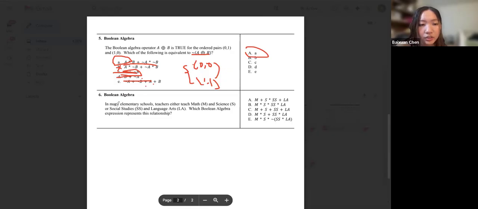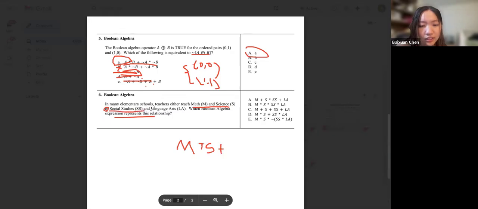Then in the last question, in many elementary schools, teachers either teach math and science or social studies and language arts. So which Boolean algebra expression represents this relationship? Let's just dissect the problem. It says math and science, so that just means times, because it's the and. So we have M times S. And then we have an or here, which stands for a plus, so we can just add an or here.